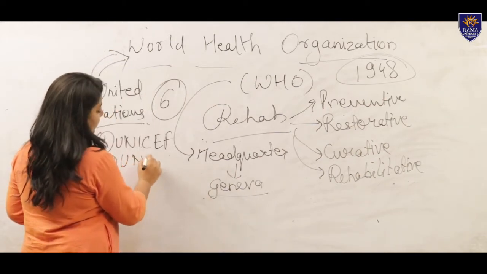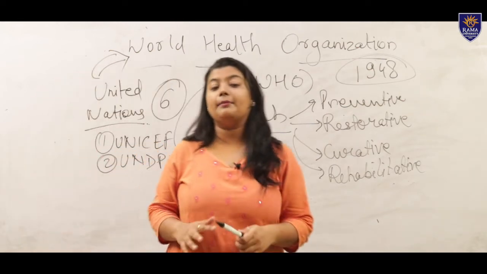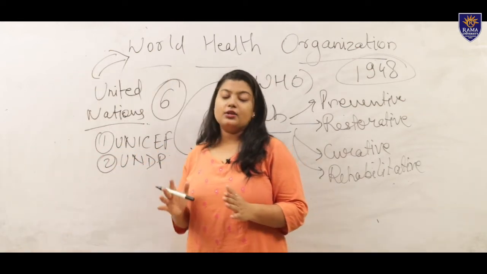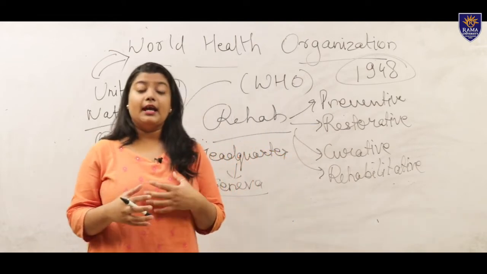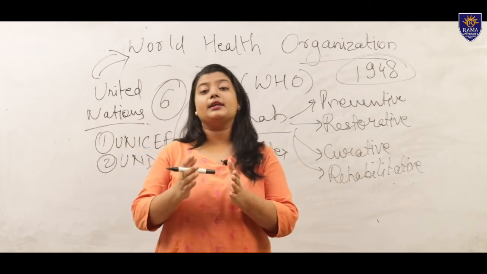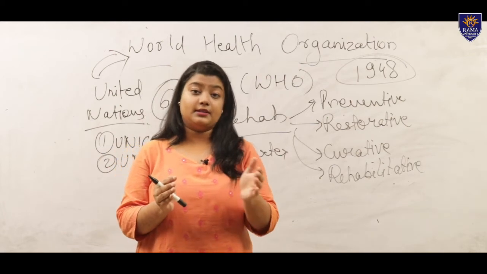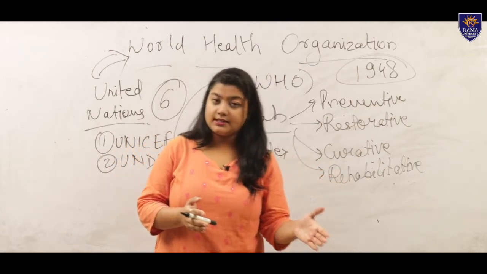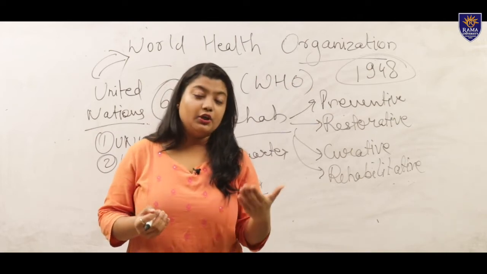Next is UNDP. UNDP is basically the United Nations Developmental Program. This is an organization which undertakes the values of development internationally and guides various countries on what developmental parameters need to be met in order to provide better life and better quality of life to their citizens.